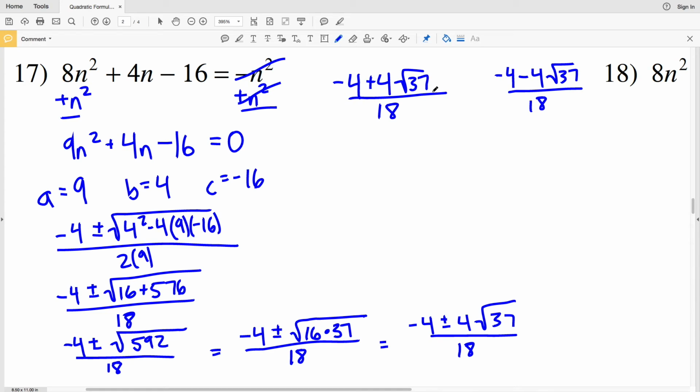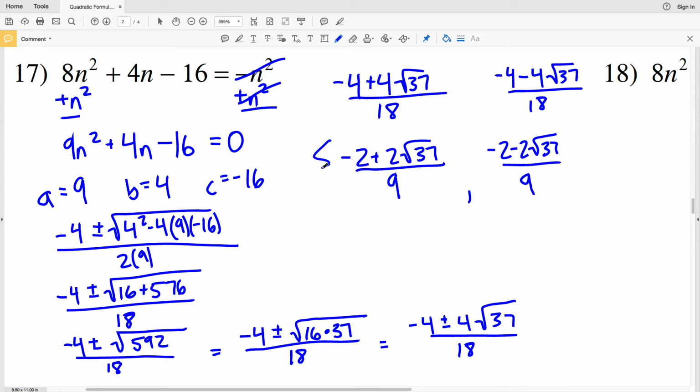Now, both the numerators and the denominators are divisible by 2. So if we divide the numerator by 2, that will be negative 2 plus 2 times the square root of 37 all over 18 divided by 2, which is 9. And looking at our second solution, again, both the numerator and denominator are divisible by 2. Negative 4, 4, and 18 are all divisible by 2. So that's negative 2 minus 2 times the square root of 37 all over 9. Those are my two solutions in number 17.